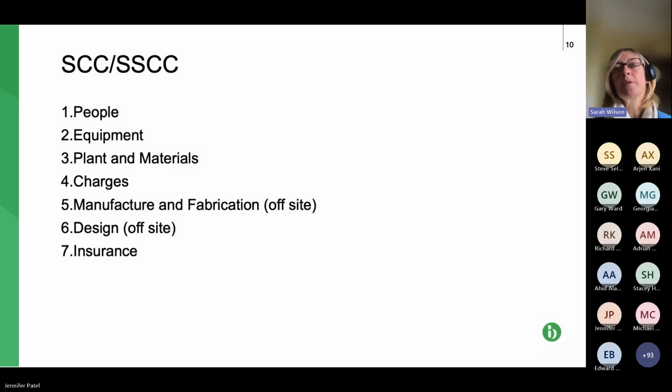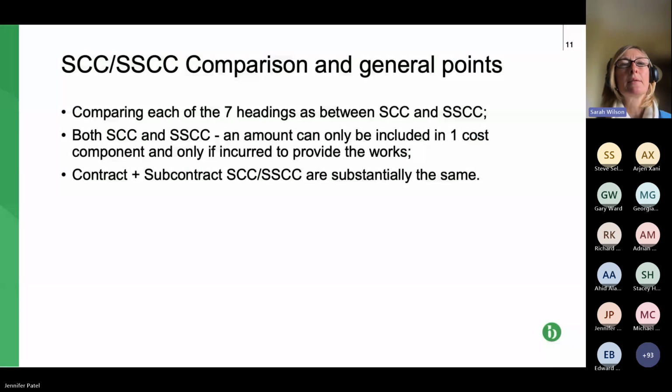So this just repeats what we've looked at before, and it's the index of items in the schedule and the shorter schedule. So we're going to go through each one in a little bit more detail. So if we can have the next slide, please. Okay, so we're going to compare each of those 7 headings between the schedule and the shorter schedule.